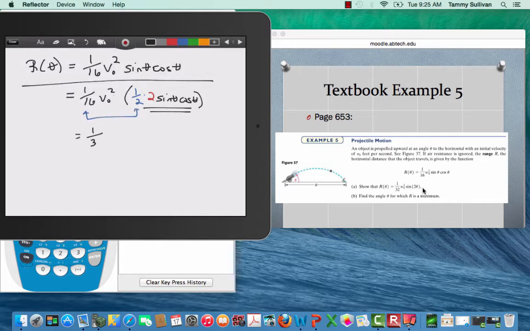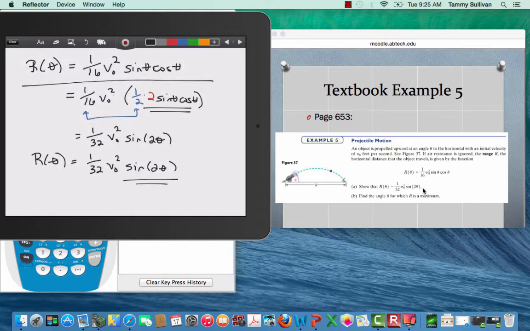So I end up with 1/2 V naught squared, and then that's equal to twice. Actually, not twice. The sine of twice the angle. So we've shown now that it's equal to 1/2 V naught squared sine of 2 theta.